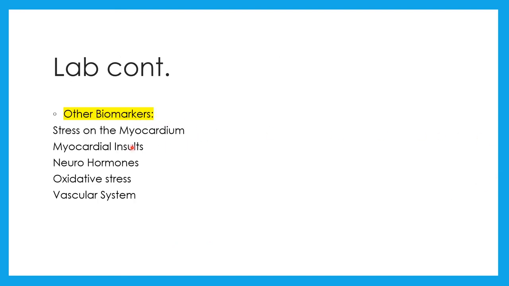Other biomarkers will include stress on the myocardium. In that case, you can have natriuretic peptides done. If you want to find out myocardial insults, you can have troponins I and T, and pentraxin 3 done. If you want to know what's happening as per neurohormones, you can have renin, endothelin, and angiotensin 2. If it's about oxidative stress, you can have oxidized LDL level and myeloperoxidase. If you are worried about vascular system, you can assay for homocysteine and adiponectin.